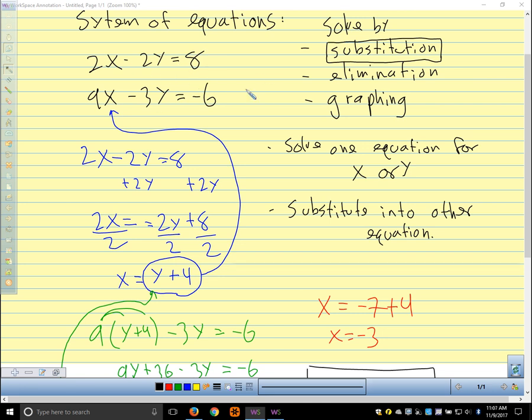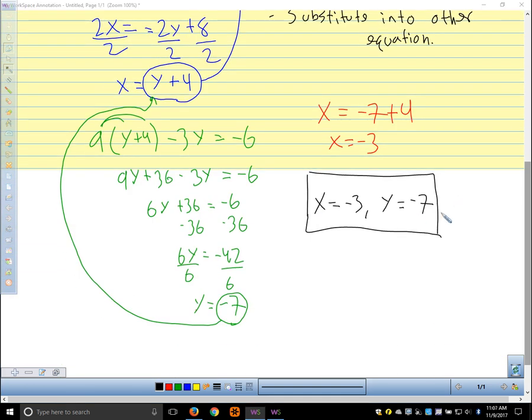Okay, so if we graphed these two things, each of these is an equation of a line, we could put each of these in y equals mx plus b form and graph them. What this solution that we get, x equals negative 3, y equals negative 7, represents is where those lines cross, where they intersect.